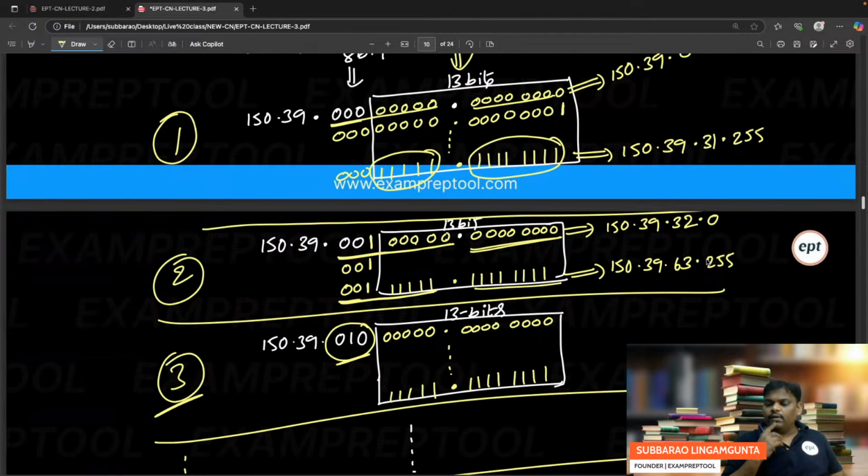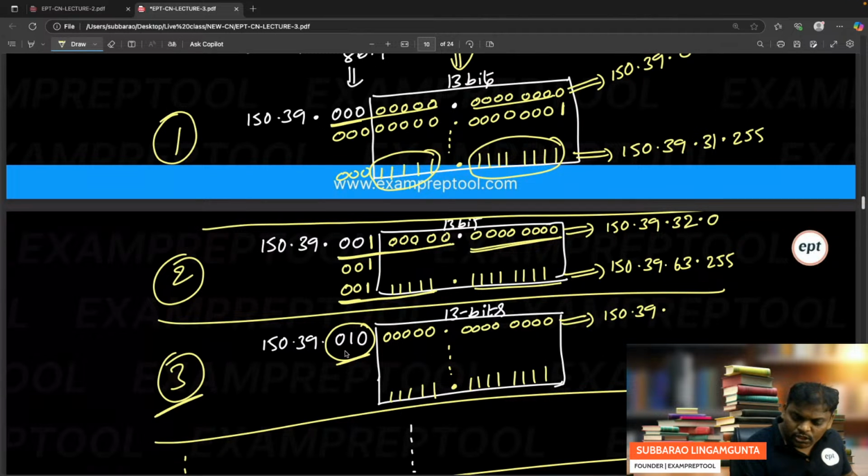Careful everyone. Convert the binary number into decimal number. There is no more change. Once again, can you observe here? 150, 39, no change. Now see the subnet part. 0, 1, 0, and 5 zeros. I can say 6th bit, 64. Previously 63, now 64. It is a 0.